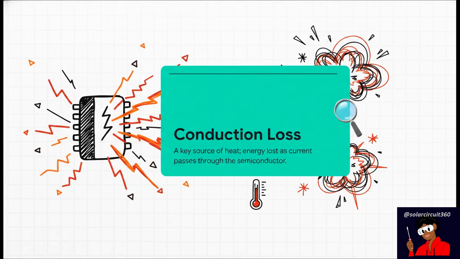Well, a major culprit is something called conduction loss. The easiest way to think about it is like friction, but for electricity. As all that current rushes through the MOSFET, some of that energy just turns into heat. Now, under normal conditions, that's fine. It's manageable. But under stress, that heat becomes the silent killer of your inverter.